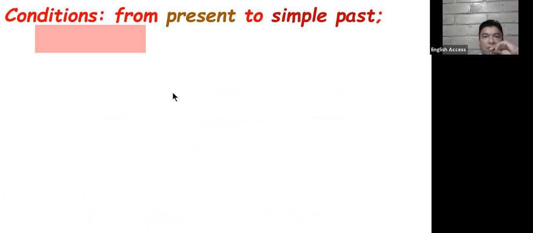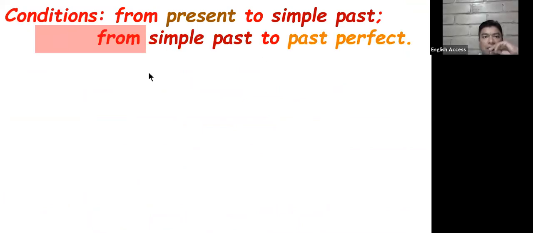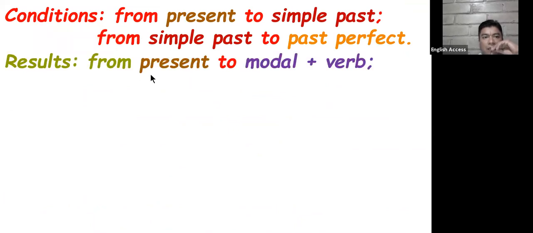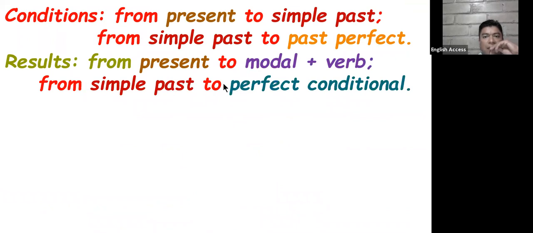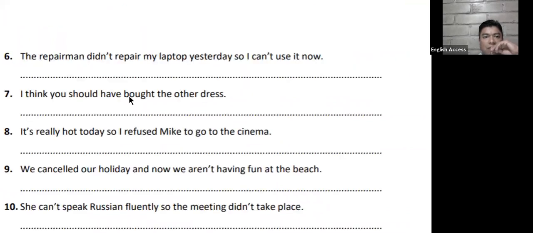Conditions from present to simple past. From simple past to past perfect. Results from present to modal plus verb. From simple past to perfect conditional.